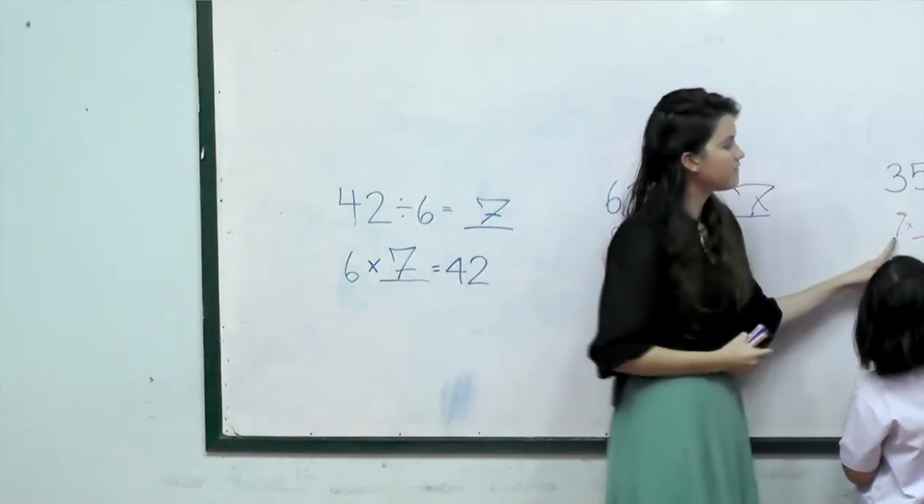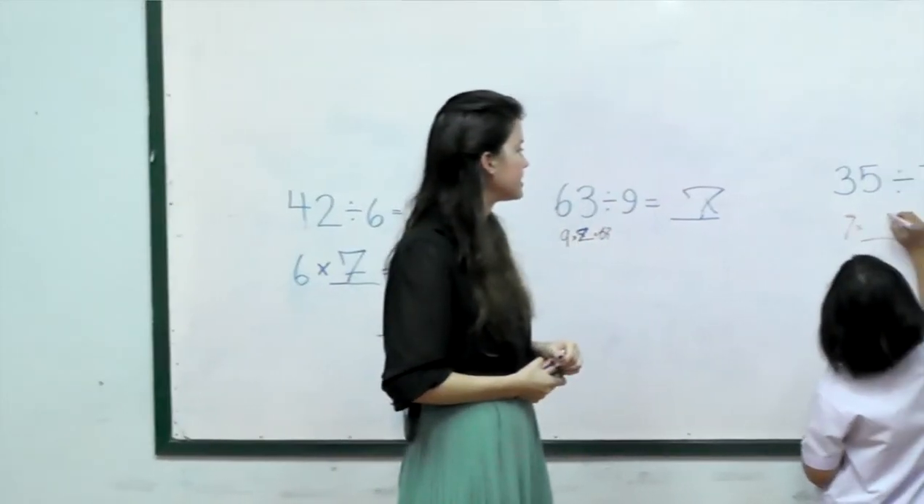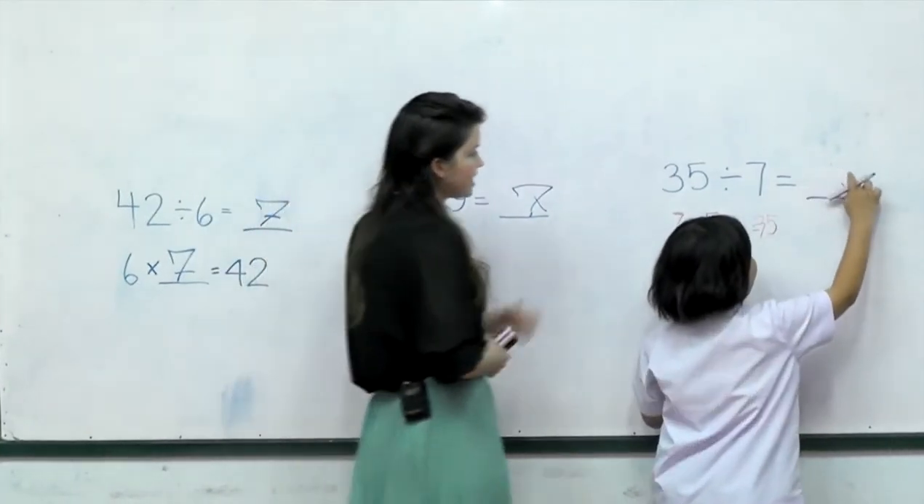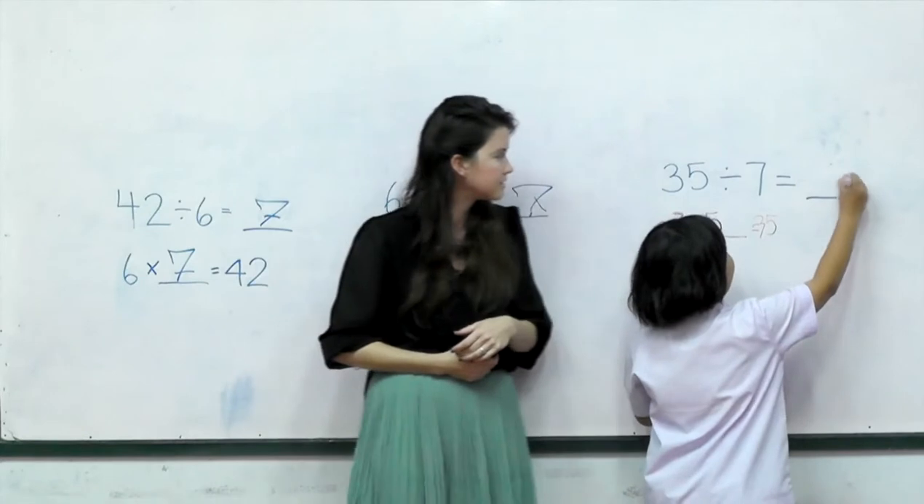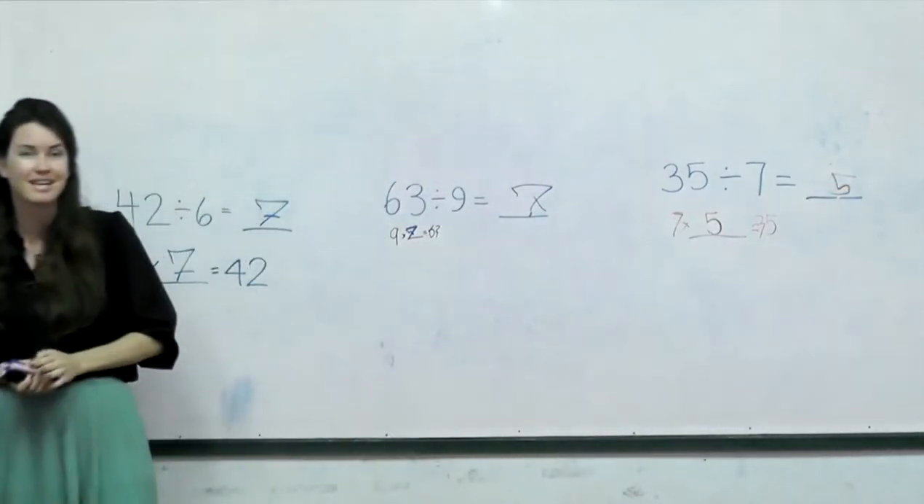Let's think about it. Friends, can you help out Latko? What's our missing number? 5. There you go. Great job. Just change that 7 up. Wonderful job. All right. Thank you, friend. Great job. All right, guys.